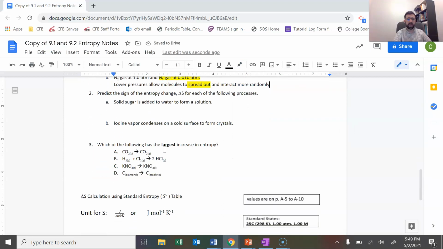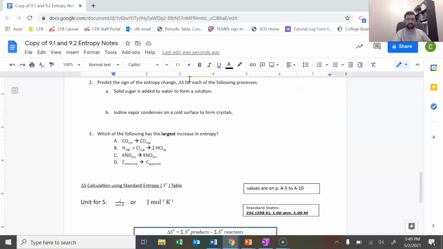All right, predict the sign of the entropy change, delta S, for each of the following processes. So we're talking about a process and deciding whether the entropy is increasing or decreasing. If the entropy increases, that's a positive delta S. If it decreases, that's a negative delta S. So we need to think about what's more random of the two.